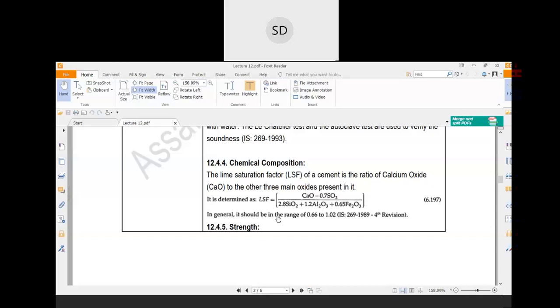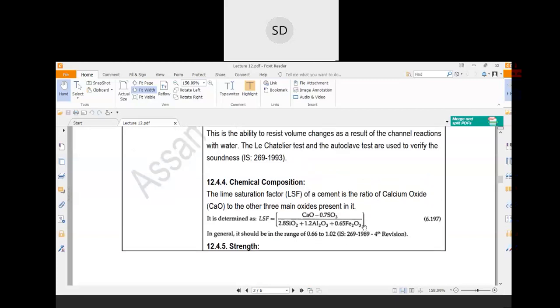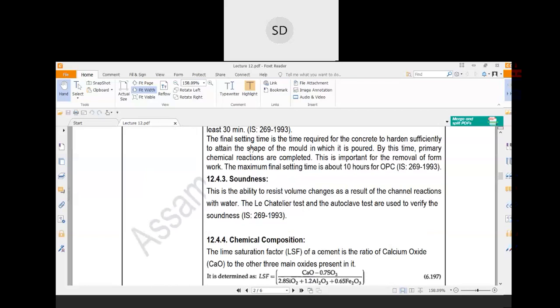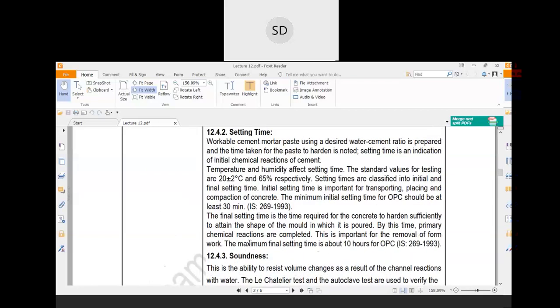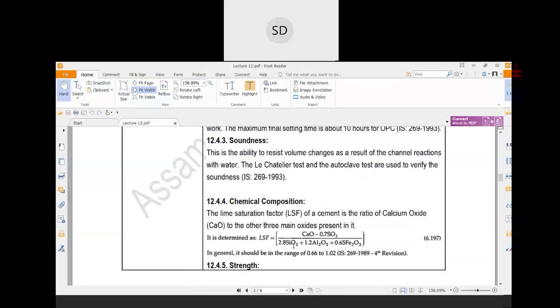In general, it should be in the range of 0.66 to 1.02 as per IS 269. If you go through the notes for all the tests, I have mentioned the codes. So if you want to have brief knowledge about all these tests, you can go through this IS specification.